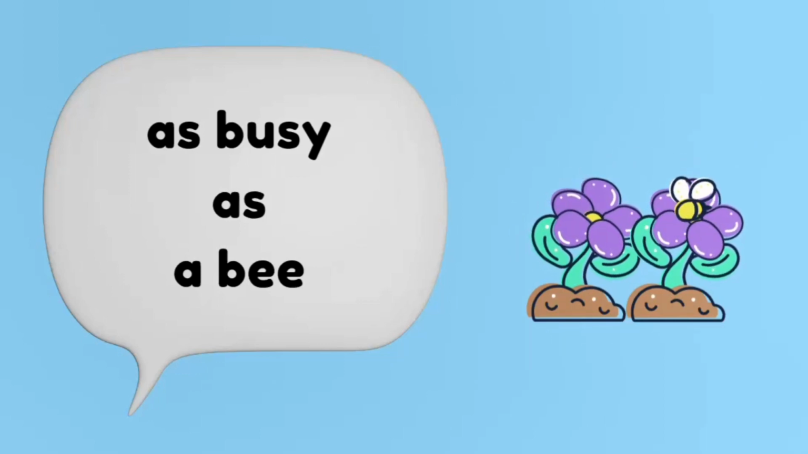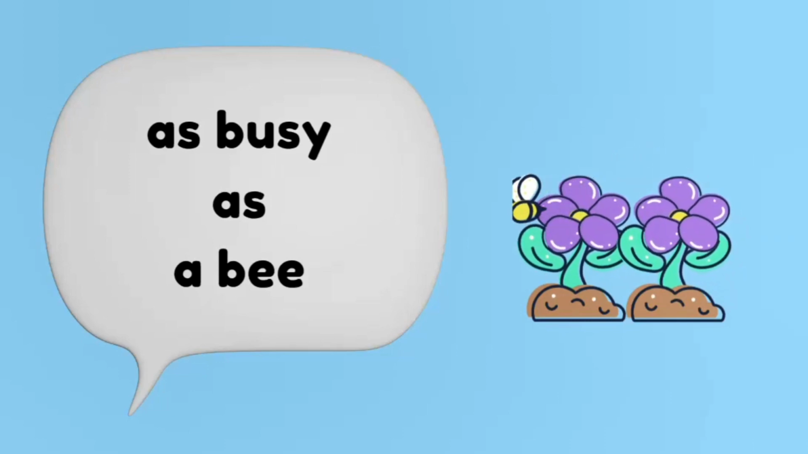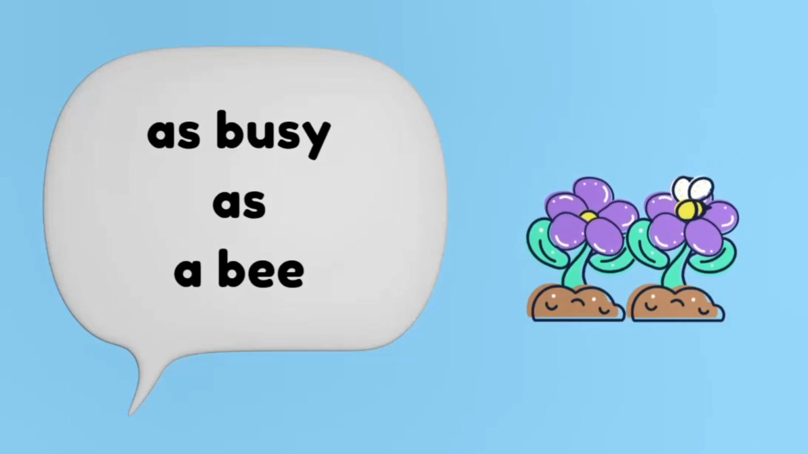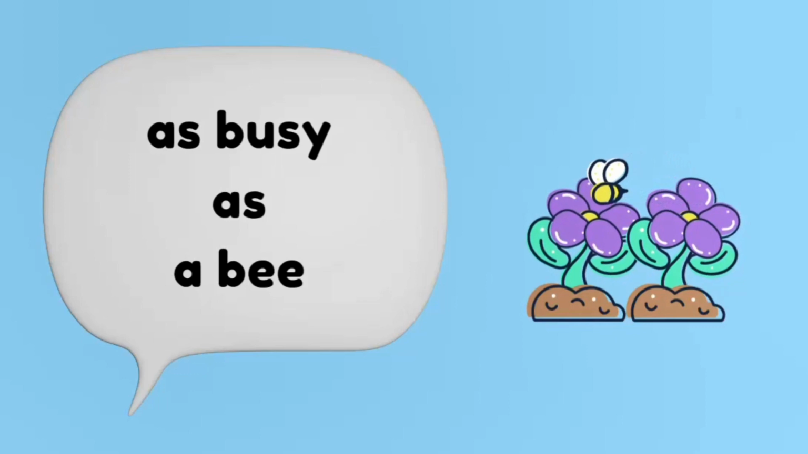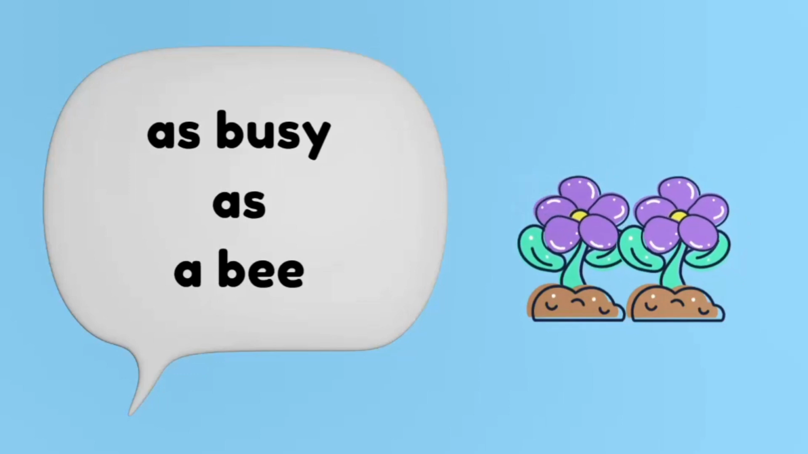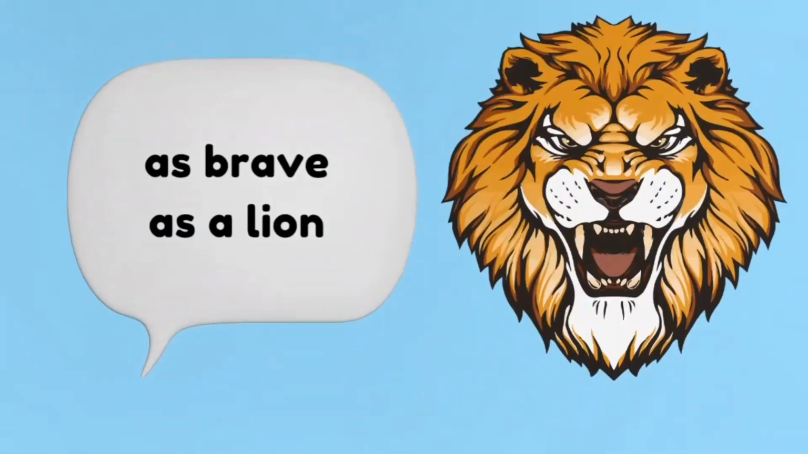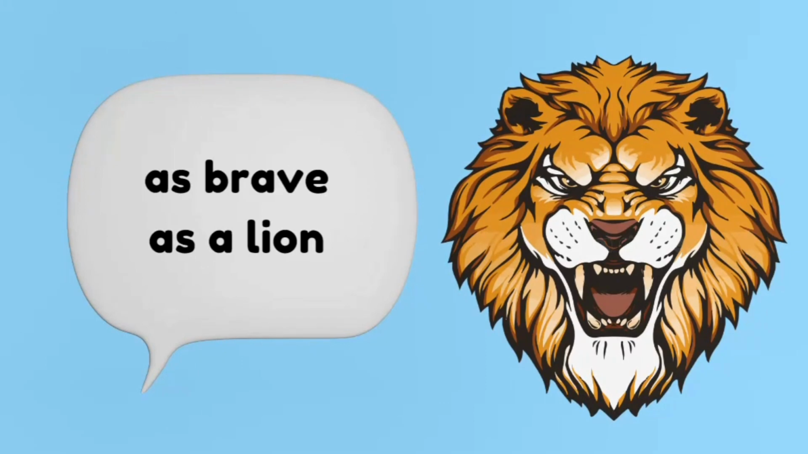You can use this simile for a person who is always busy. And why are we comparing a busy person with a bee? Because bees are always busy collecting nectar. Second simile, as brave as a lion. Now we all know that the lion is considered to be the bravest of all animals, so you can compare a person who is brave to a lion.